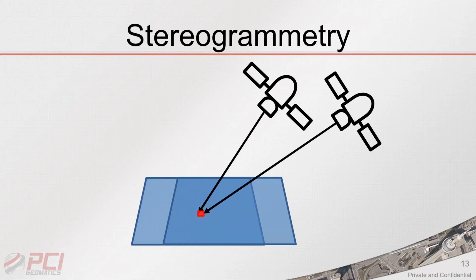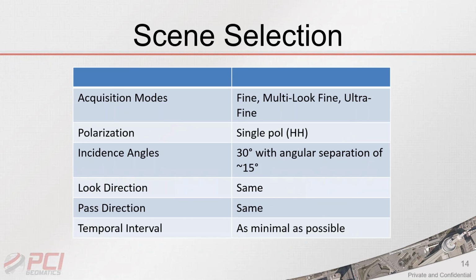So for this process to be successful, there are a few things we need to take into account when selecting a pair of stereo SAR images. Now, to ensure we can extract the best possible DEM, here are a few things to consider. The first item is the acquisition mode. And with RadarSat-2, which is a SAR imagery I'm using, it's suggested to use either fine, multi-look fine, or ultra-fine. And these acquisition modes provide the best compromise between spatial coverage, resolution, and noise floor. For the polarization, it's preferred to use single polarized HH.